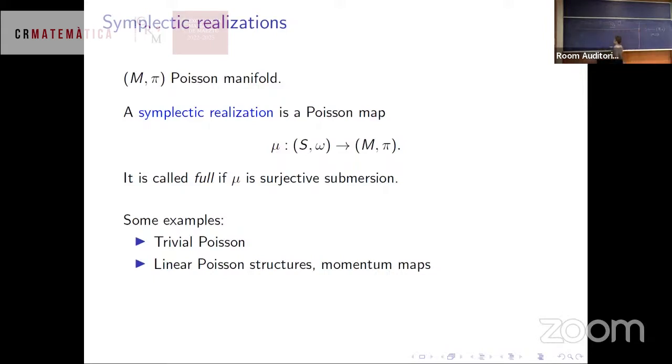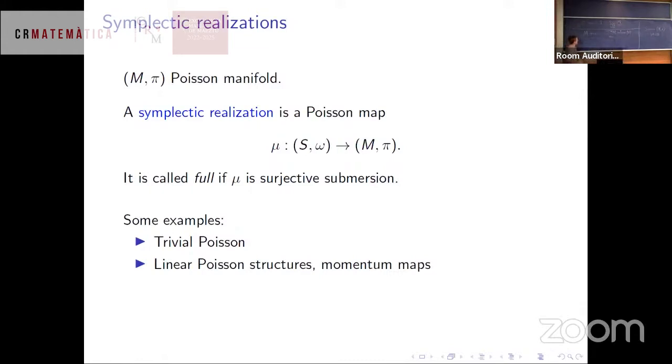So the trivial case, which is a Poisson manifold with a zero Poisson structure, has a very simple symplectic realization, namely the cotangent bundle of the manifold with the canonical symplectic form and the canonical projection. Okay, that's a symplectic realization.